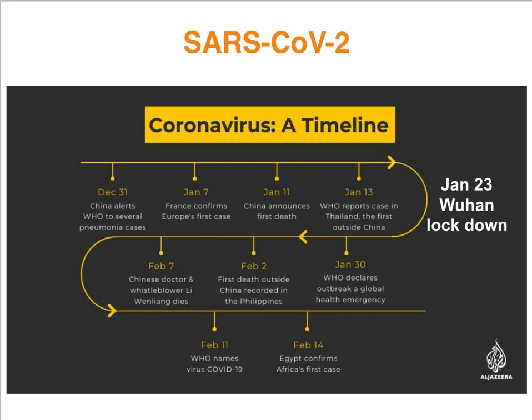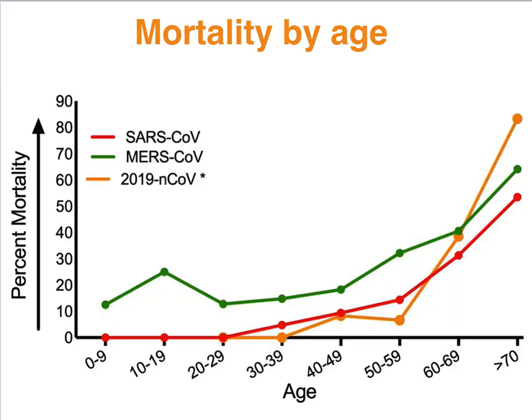So if you look at these three coronaviruses that have threatened humanity in the past 10 years, and look at mortality related to age, you can see that the MERS virus is the most lethal one. As you can see here, it has an average mortality rate of around 30%, especially in older people.